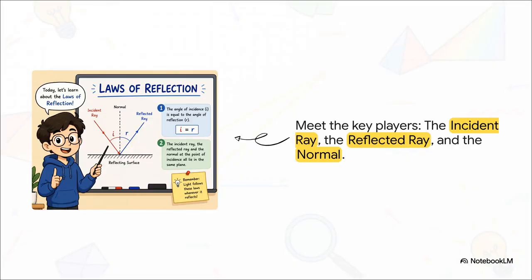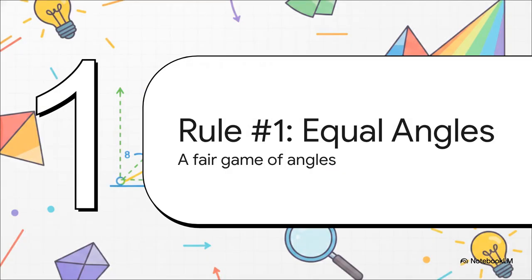To really get this, we gotta meet the key players in the game. First, you've got the light ray coming in. We call that the incident ray. Then you've got the light ray that bounces off, that's the reflected ray. And then there's this super important imaginary line called the normal. It's drawn at a perfect 90-degree angle to the surface, right where the light hits, and it's the reference point for everything. That normal line is absolutely crucial for understanding our very first rule. It's all about equal angles, and believe me, light always plays fair.